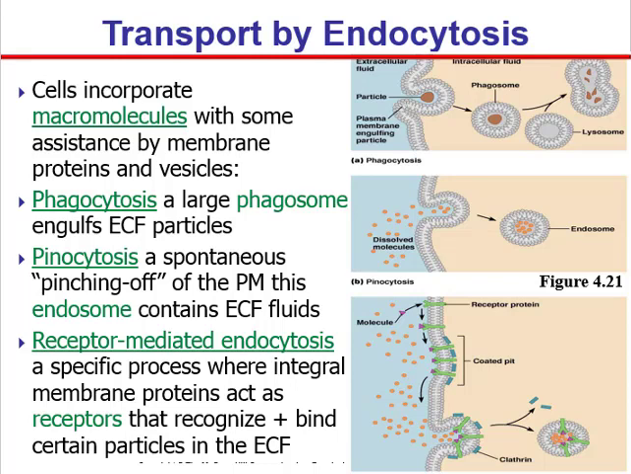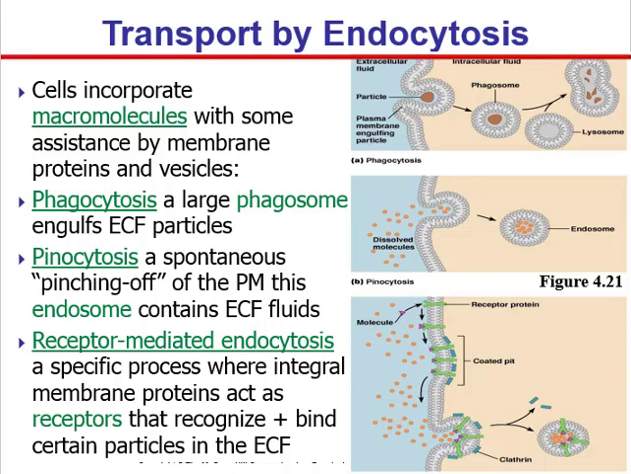Cells can incorporate large macromolecules with the assistance of membrane proteins and micelles, which act as transport vesicles inside the cell. Phagocytosis is when a large phagosome engulfs ECF particles and helps bring them into the cell for processing. Pinocytosis is a spontaneous pinching off of the membrane, creating an endosome that contains ECF fluids and small particles from the ECF compartment or interstitial fluid compartment.